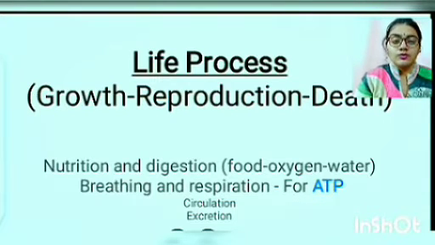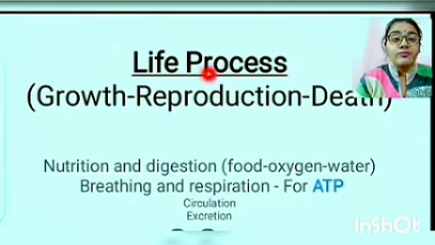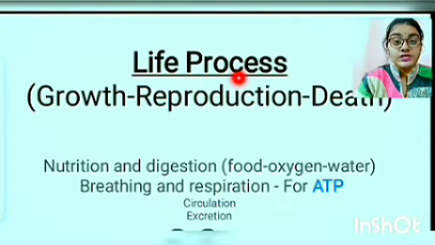First of all we have to know how we can distinguish between a living object and a non-living object. What are the unique features which make a living object living? Here you can see that life processes are happening within the living object, that is growth, reproduction and death. These three phenomena happen inside living organisms.